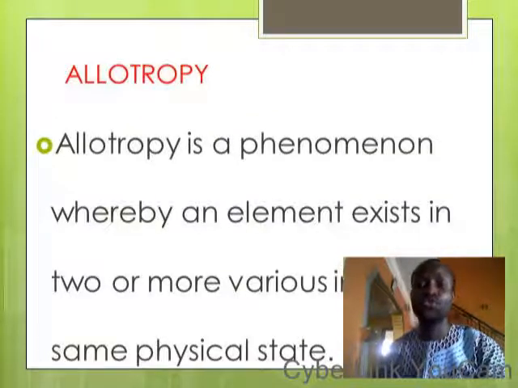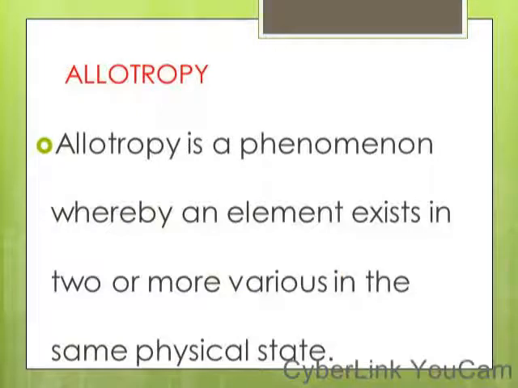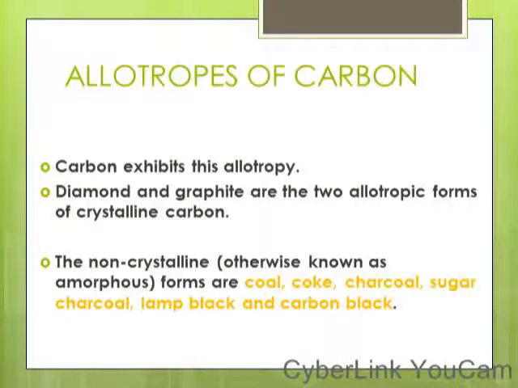Now, allotropy. What's the definition of allotropy? Allotropy is a phenomenon whereby an element exhibits in 2 or more various forms in the same physical state. 2 or more various forms in the same physical state. Please, you can take note of that.